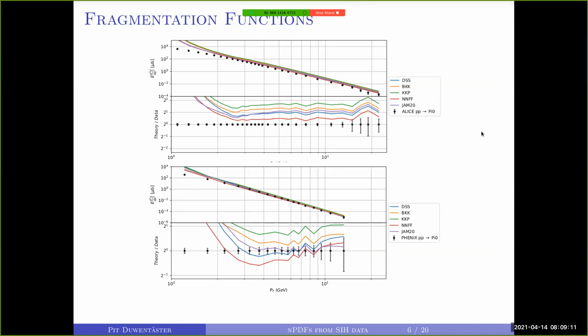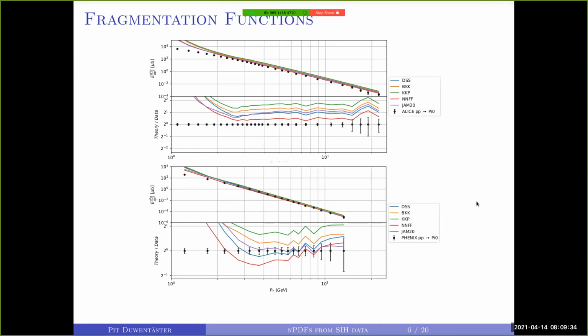The only fragmentation function that somehow doesn't quite fit in with the others is JAM20, which drops off a bit below around pT equals 5. So as we'll see later, this is slightly problematic for this particular fragmentation function.